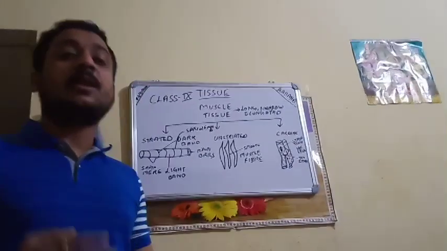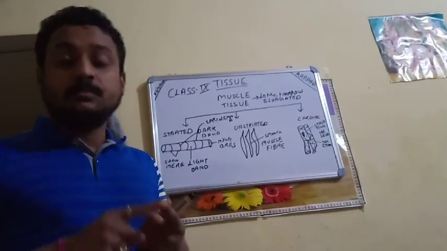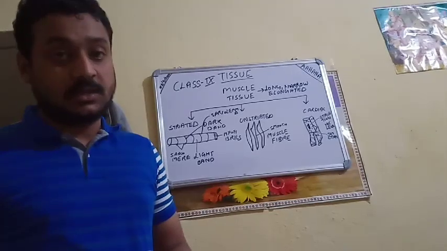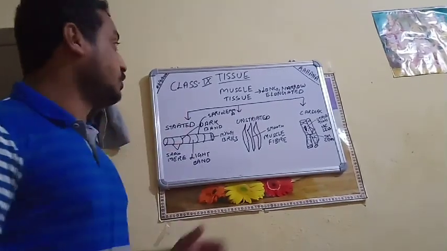I have said already there are four kinds of animal tissues, namely muscle tissue, epithelial tissue, connective tissue, and nervous tissue. So epithelial tissue we have already seen. I hope it is clear for you. Now, next one is the muscle tissue.